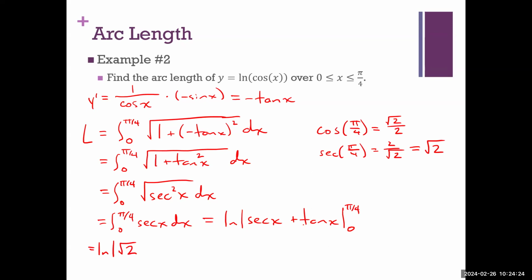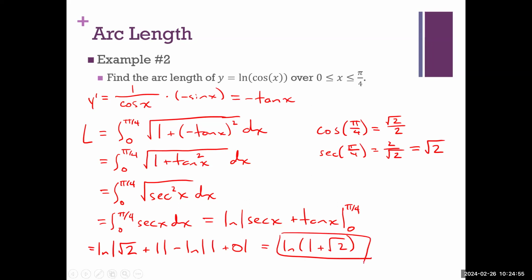What's the tangent of pi over 4? That's a little more palatable. Minus the natural log of secant of 0 is 1, right? And tangent of 0 is 0. So I think all told we get the natural log of 1 plus radical 2. How we doing?